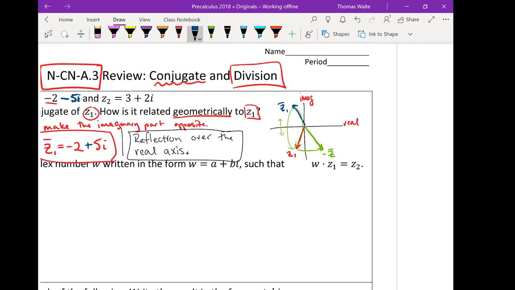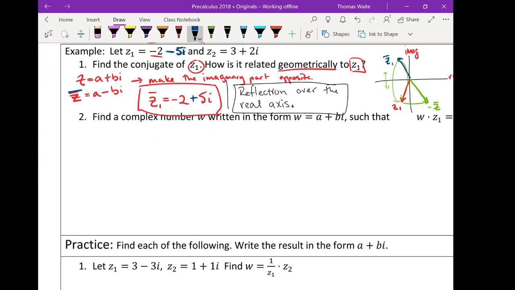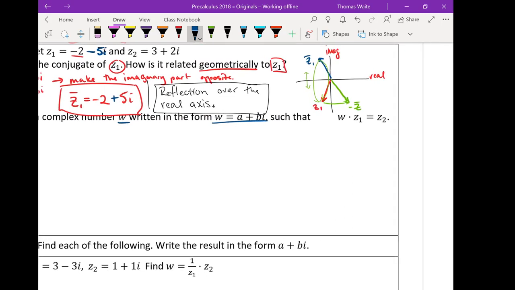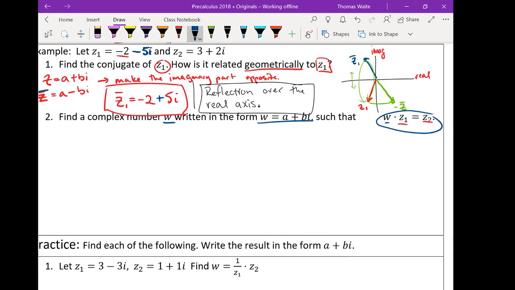Awesome. Okay, part 2, it says find a complex number w written in the form w equals a plus bi, such that w times z1 equals z2. So this is actually a question off the first quiz we took, our diagnostic quiz. It wants to know what w is, and we only know an equation relating w and z1 and z2. But we do know what z1 and z2 are. So I'm going to solve this equation for w, because that's what we're trying to find.